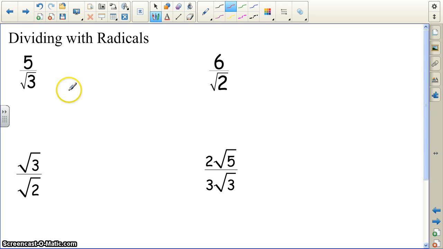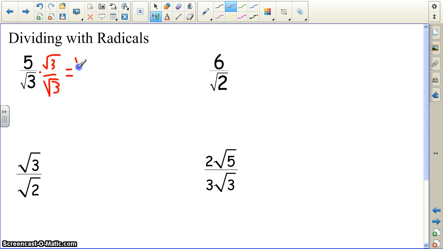Okay, so I need to multiply. I want to get rid of this radical down here in the denominator. I can't just square it because that's going to change the value of my terms. So what I want to do is multiply the top and bottom by whatever my radical is in the denominator. So I'm going to multiply top and bottom by the square root of 3.